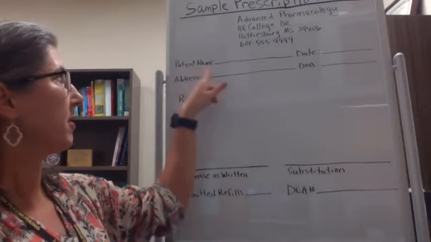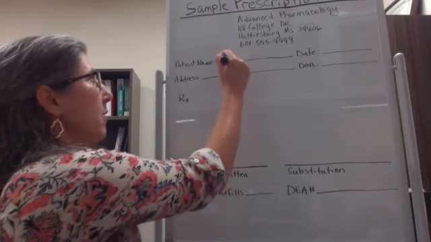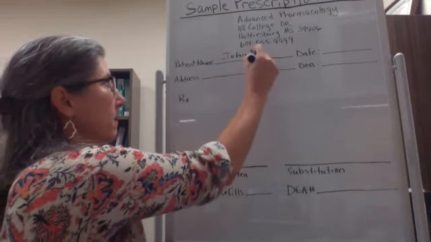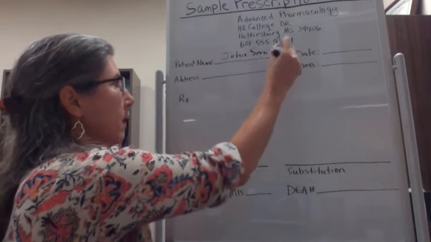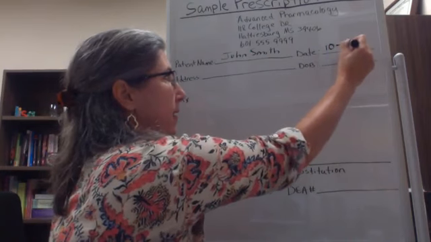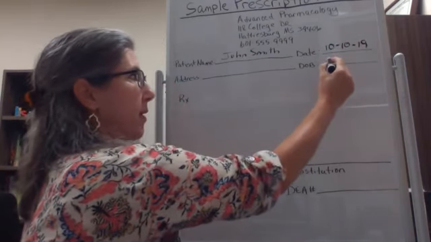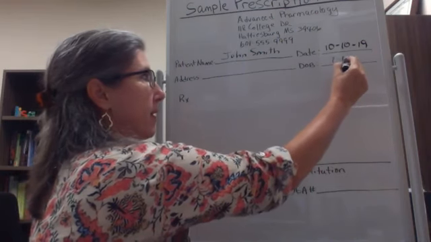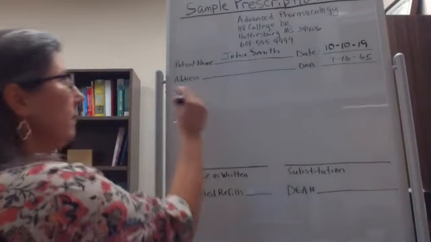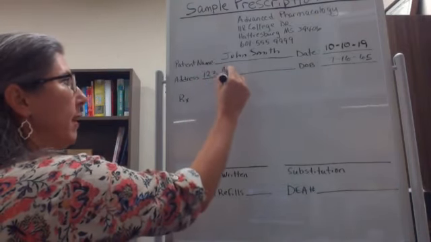The patient's name needs to be written out completely, and we will just call this patient John Smith. And today's date is 10/10/19, and we'll say his date of birth is 7/16/65. His address will be 123 Apple Drive.